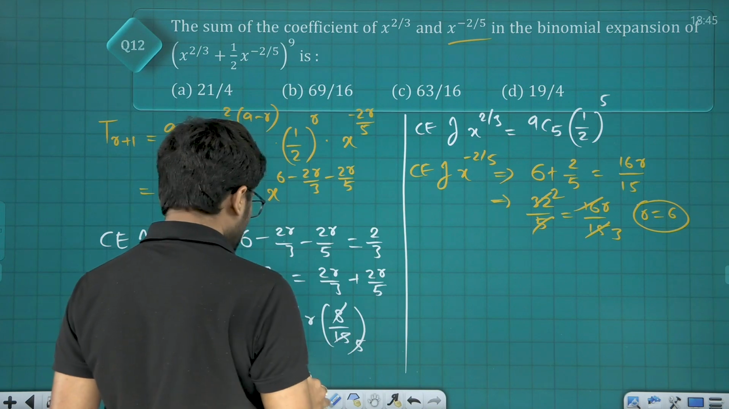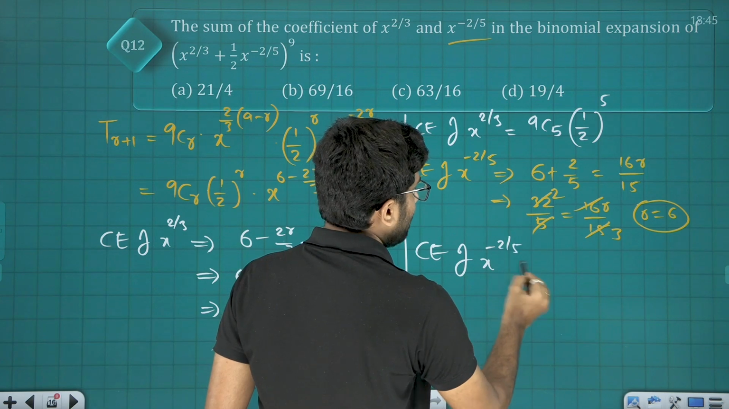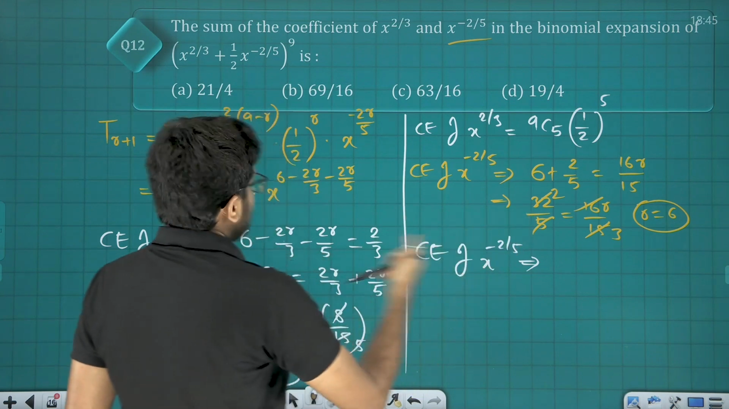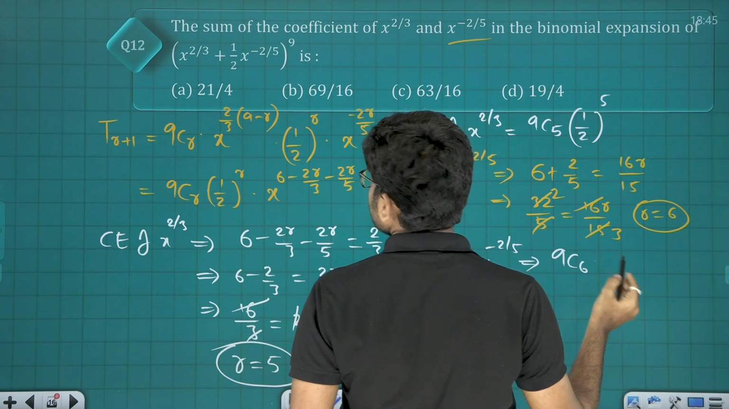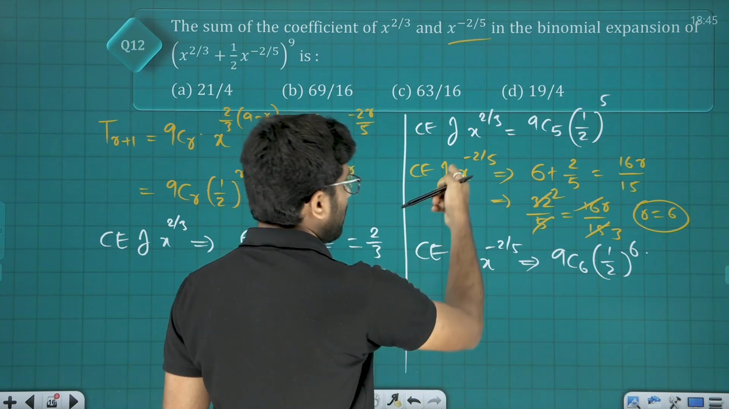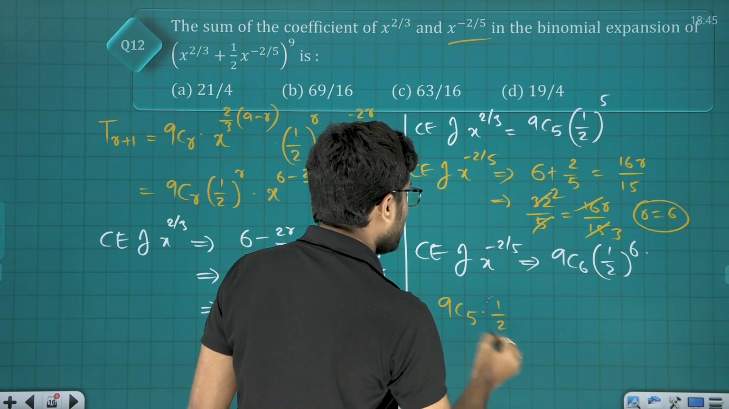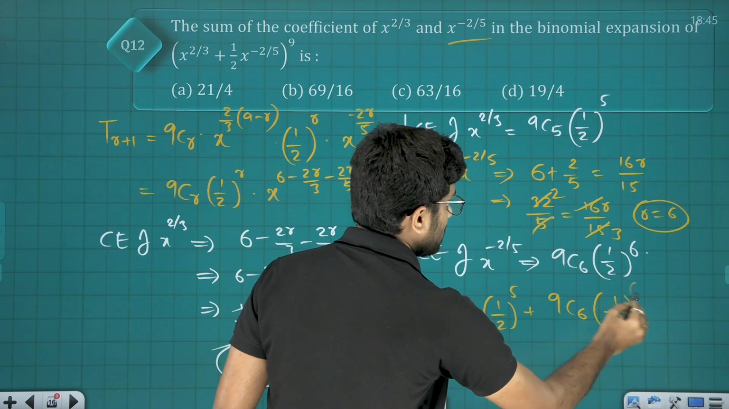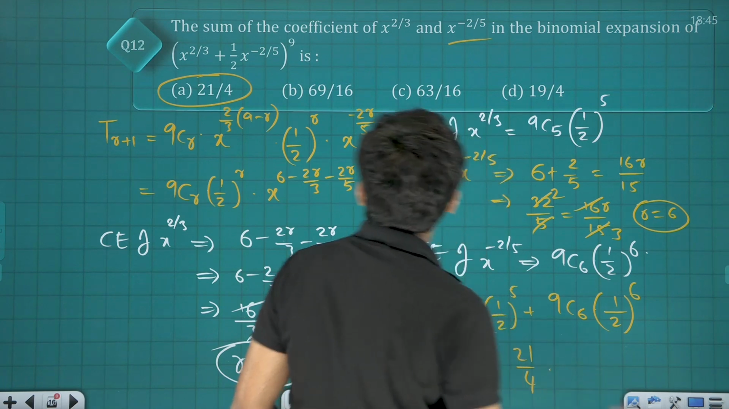So that means what will be the coefficient now? The coefficient of x power minus 2 by 5 is, put r equal to 6, 9C6 into 1 by 2 whole power 6. So the sum of the coefficients now required, of x power 2 by 3 and x power minus 2 by 5, is 9C5 into 1 by 2 power 5 plus 9C6 into 1 by 2 whole power 6. If you simplify this, we get 21 divided by 4.